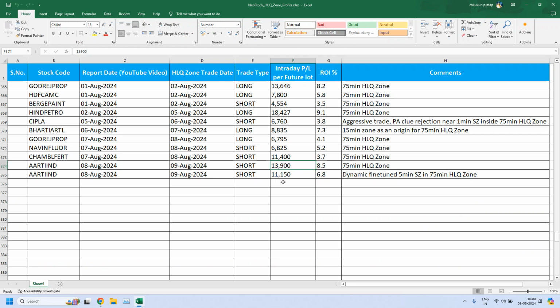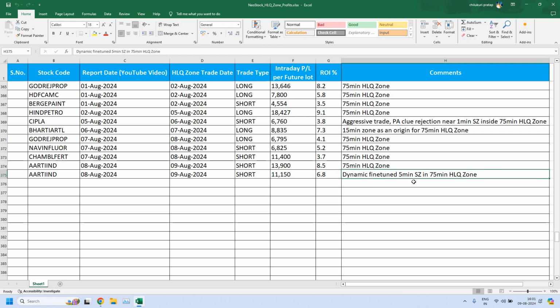So the second trade, short trade, it has given 11,150 rupees profit. Maybe you might have got 9,000 rupees profit, exited. Maybe I might have taken 10,000 rupees profit and exited. But what is the maximum opportunity we got from this trade is 11,150.